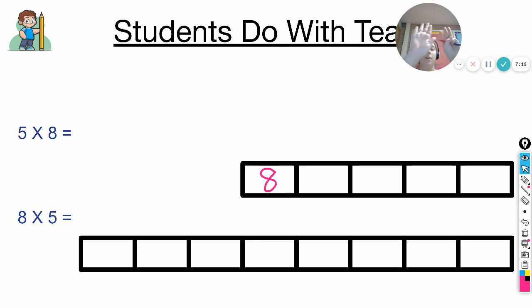If you're stuck, remember you can hold up 8 fingers. We were at 8, so let's keep counting after 8, 9, 10, 11, 12, 13, 14, 15, 16. If you were stuck, remember you can count on your fingers.